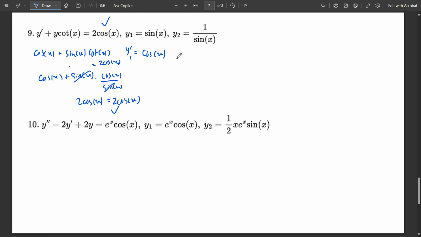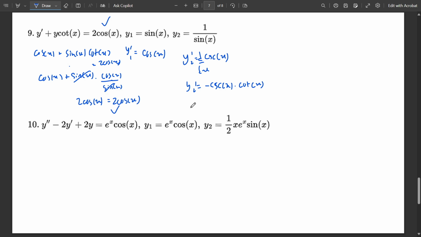Okay, we have the second proposed solution. So we have y2 prime. Well, this is just the derivative with respect to x of cosecant of x, because 1 over sine of x is just cosecant of x. And the derivative of cosecant of x is negative cosecant of x times cotangent of x. Okay, this is y2 prime.